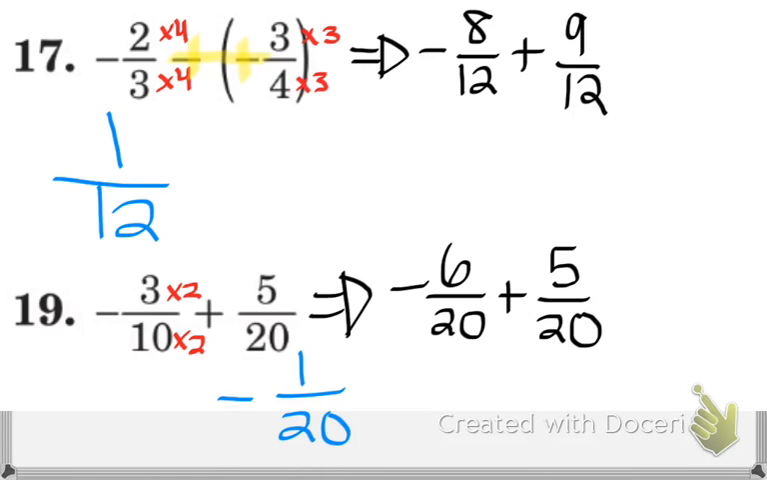So negative 1. You can write it like that, or technically you could have the negative up there if you wanted to. One or the other, they mean the same thing. Not both, one or the other. So the answer is negative 1 over 20, and that's our final answer to number 19. Make sure you copy these down.